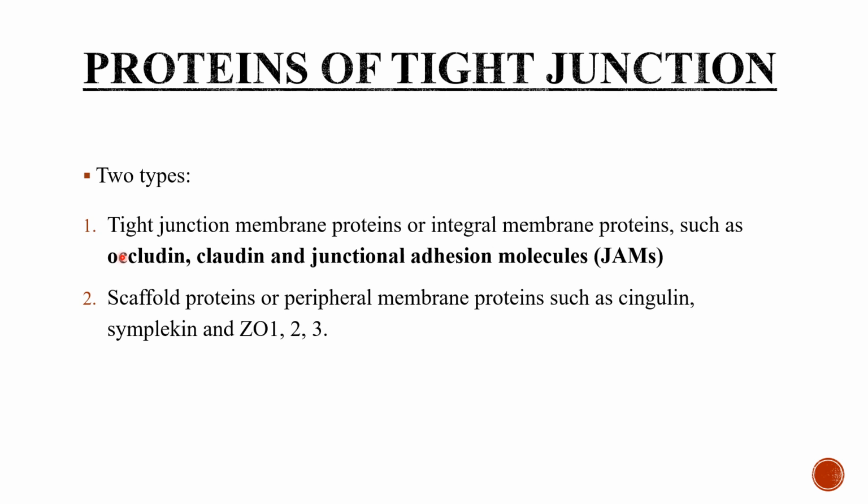Just remember the other name, zonula occludens. So the name of the protein is occludin, and the other proteins are claudin and junctional adhesion molecules. These three are the very important protein molecules which are forming the tight junction. The other proteins are cingulin, symplekin, and zonula occludens 1, 2, and 3. These are the peripheral membrane proteins which are forming the tight junctions.